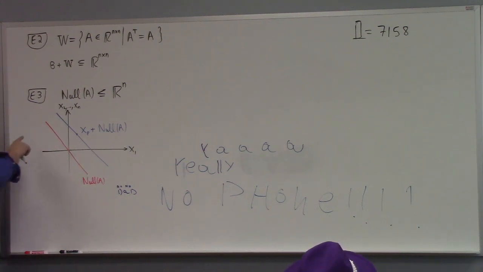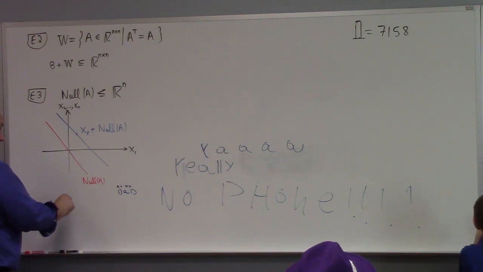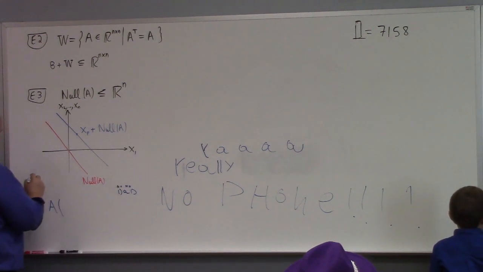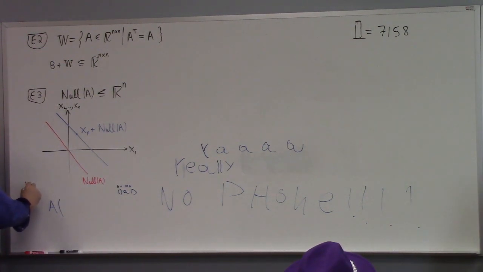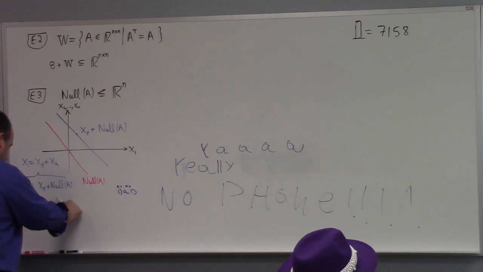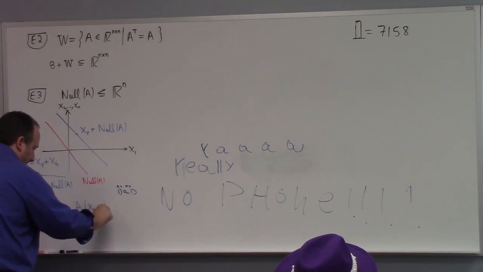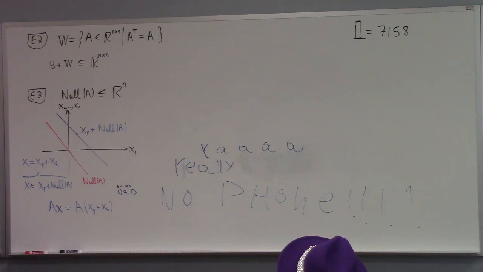But let me just ask, what happens when we multiply A times something in the coset? What if I take A times x, where x is an element of xp plus the null space of A, right? Then that means x is equal to what? That means x is equal to xp plus xh, right? Where A times xh is 0. So if I multiply A times x here, I would have A times (xp plus xh), where A xh is 0.